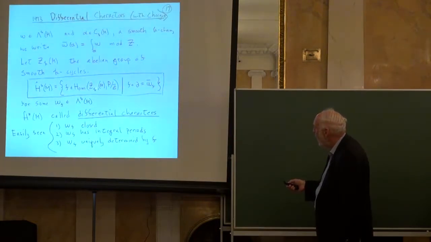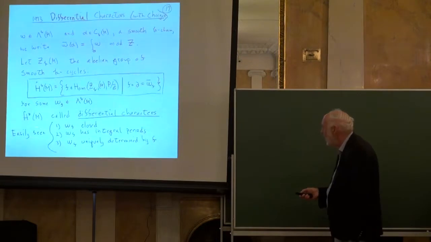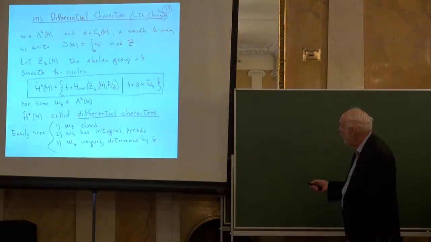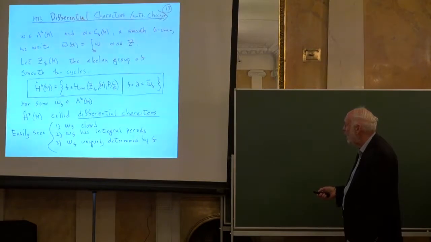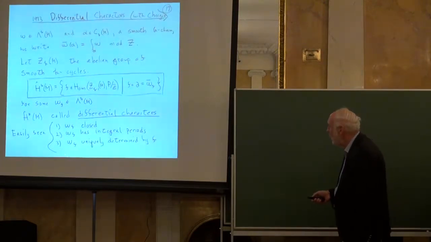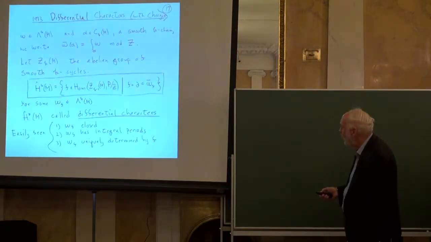These are functions of k minus 1 dimensional cycles. And this group we're going to call differential characters. Now, from the definition, it's easily seen that omega sub f is closed, that omega sub f has integral periods, and that omega sub f is uniquely determined by f. Those are easy things to check, and if you'd like to do them, you're welcome to do so.